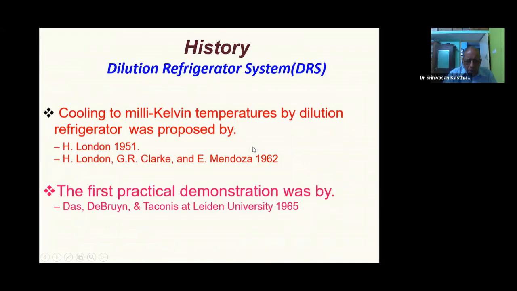Now let us come to the next type of system, which is the dilution refrigerator system. So far we have seen the adiabatic demagnetization.